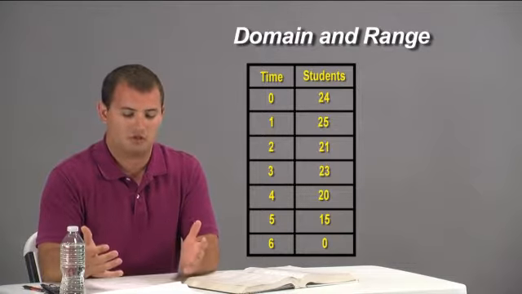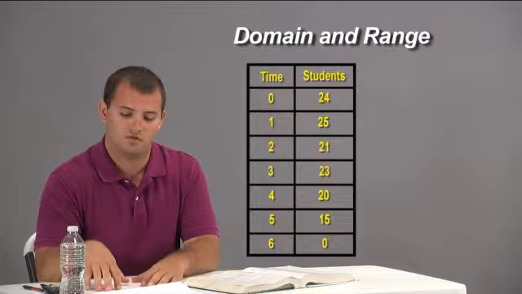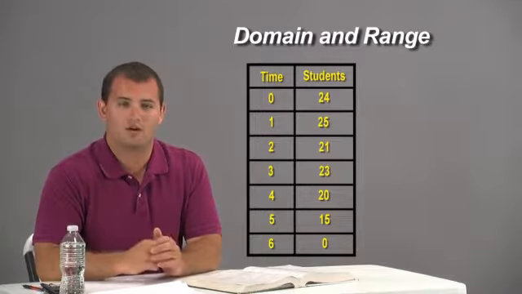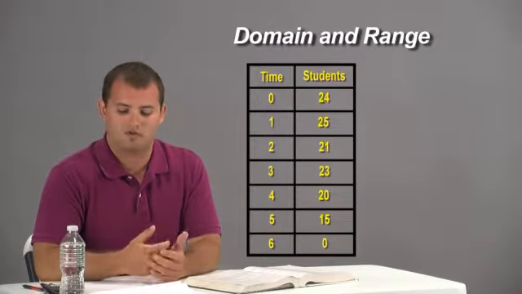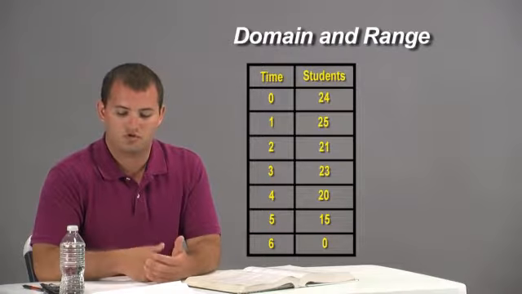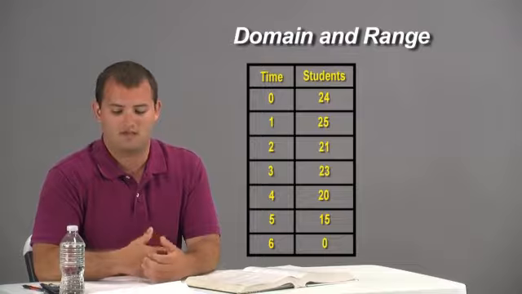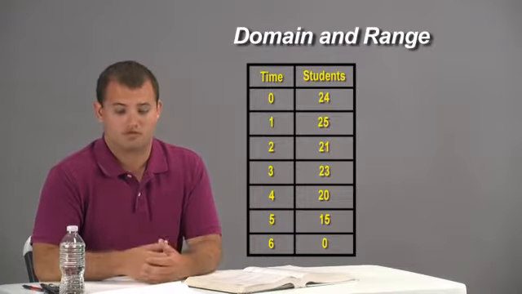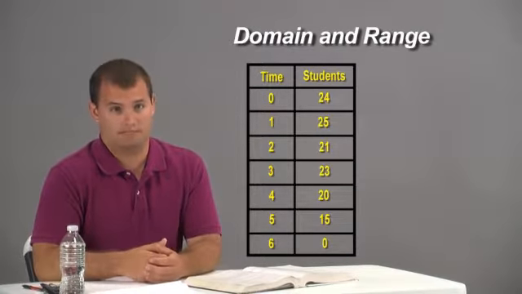We say we start at time 0, and there are 24 students in the class at that time. After an hour, a student joins the class. After 2 hours, 4 students leave. After 3 hours, 2 more students join. 4 hours, 3 students leave. 5 hours, 5 more students leave. 6 hours, it resets. Everybody's gone. They just want to leave.